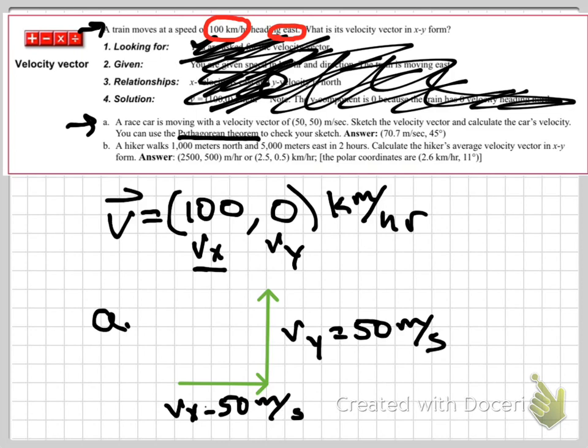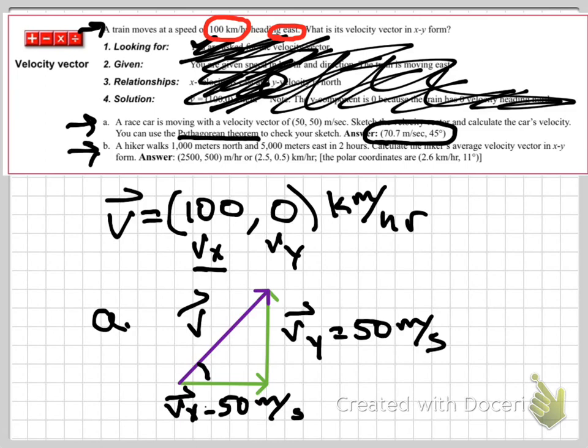Then if we wanted to calculate and all that, we could do that. But what this essentially means is this is what our true velocity vector would look like. I'll draw on my symbols here. The purple line represents your overall velocity vector. If you calculated it, that would mean the speed of this race car is 70.7 meters per second at an angle of 45 degrees. But we're not going to calculate that right now.